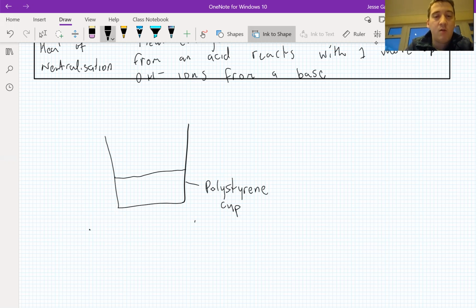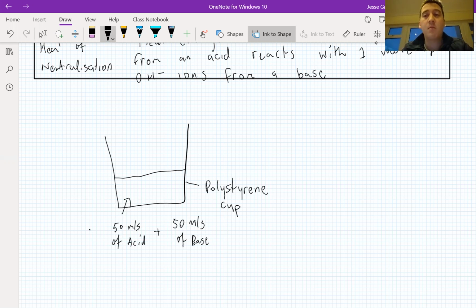Into the polystyrene cup, we will put our reacting mixture. So in this case, if we're talking about a neutralization reaction, we would put acid. We would have to know the amount. So say we took 50 mils of acid, and we put in plus 50 mils of base. So we're going to start a reaction.